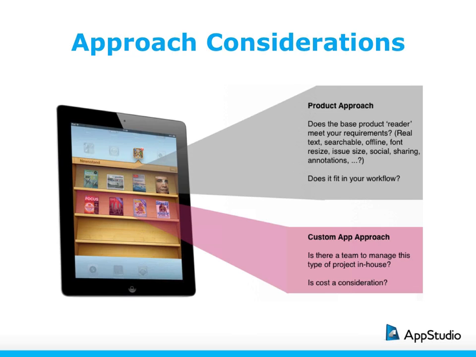Things like being able to resize fonts, understanding what the issue sizes are for that downloadable content to make sure it's usable. Integration of things like social and sharing and annotations can be critical depending on the application. So those are sort of some examples, but I'm sure you'd be able to come up with a whole host more. So definitely think about that. Think about the implications of both, and hopefully you'll find something that's going to work for you.